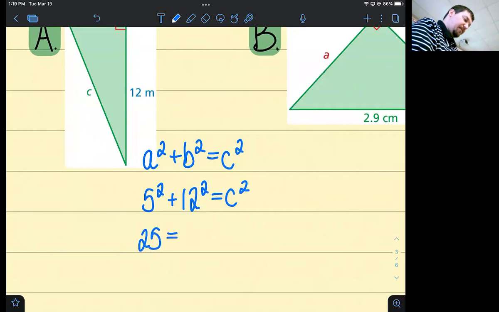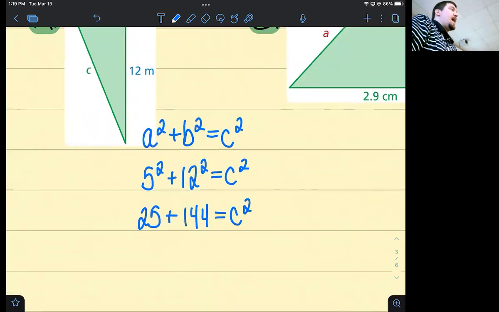Okay, so 25, oops, I put equals, plus 144 equals c squared. I combine my like terms. You can't combine the 5 and the 12 before you square them, just so you know. You have to square them first. What is 25 plus 144? Lizzie? That's right.